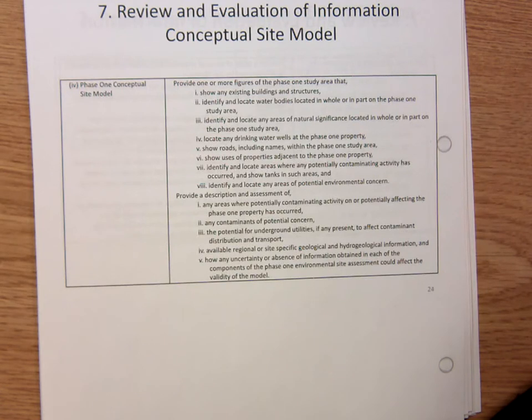Identify and locate any areas of natural significance, for example, national parks, lakes, rivers. Locate any drinking water wells in the property. Show roads, including names within the Phase 1 study area. Show uses of properties adjacent to the Phase 1 property. The reason is sometimes the adjacent or neighboring properties could be the source of contamination that we don't know. So we have to show them and show the use of those properties on our map or drawing.